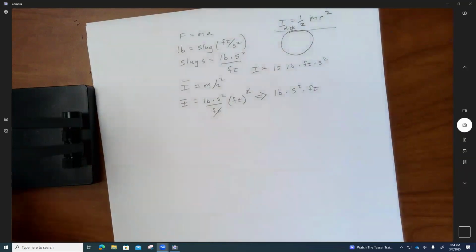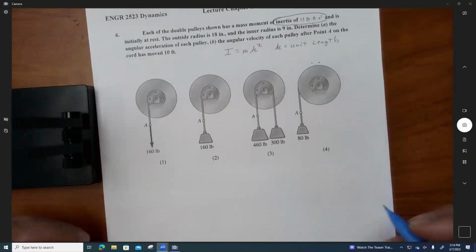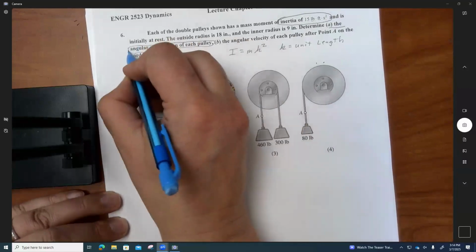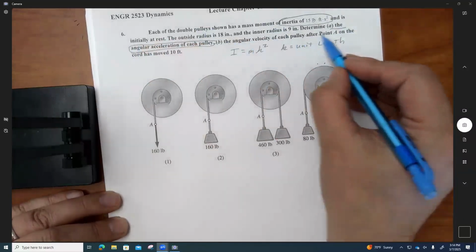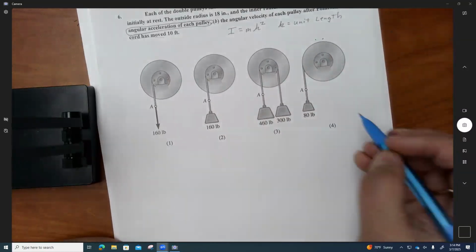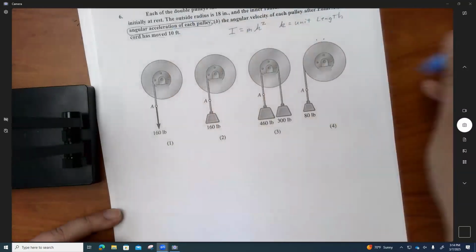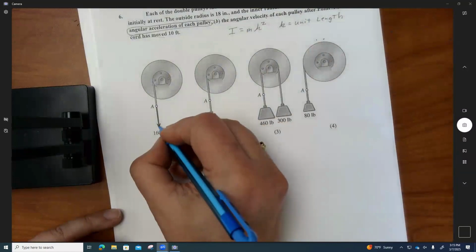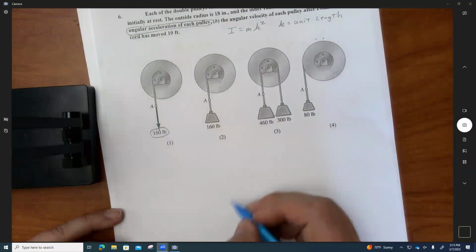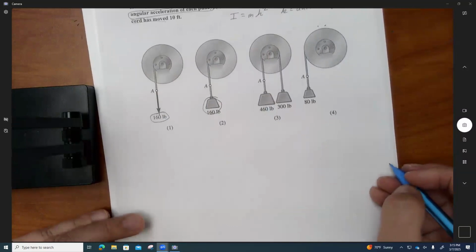All right, so in this problem, we are just going to focus on the first part, determine the angular acceleration of each pulley. We've already done the angular velocity in other chapters, and so that really isn't something that we want to focus on here. We want to look at what's going on with the difference between if we just pull down on a rope versus if we have a mass at the end of the rope.